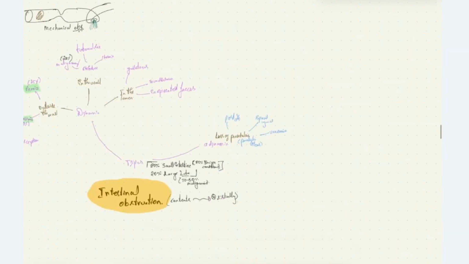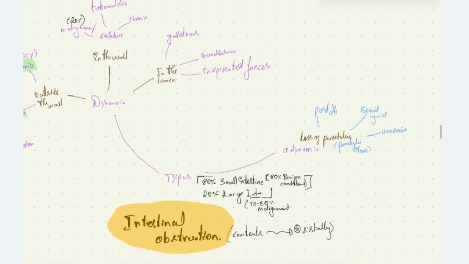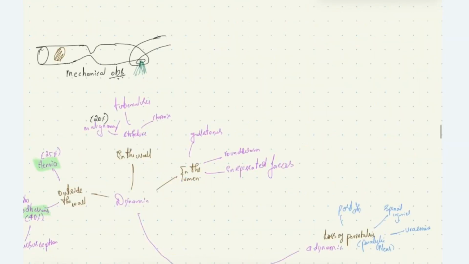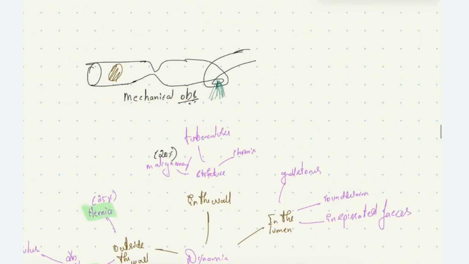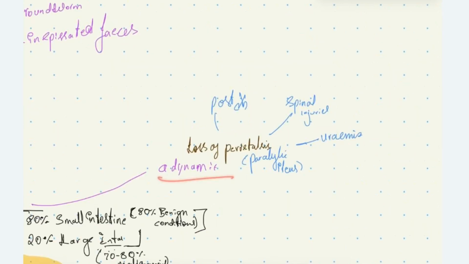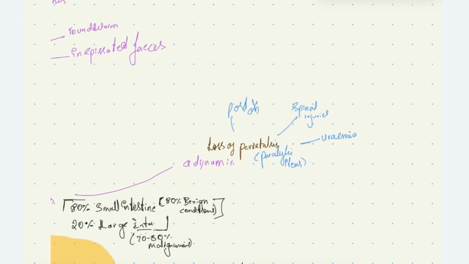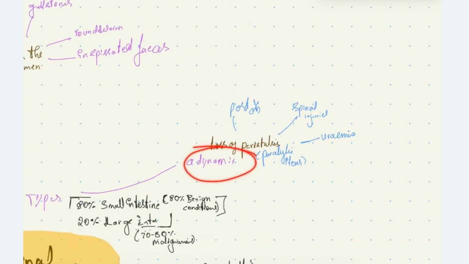Adynamic obstruction is where there is no mechanical obstruction to the flow of intestinal contents. In dynamic obstruction we see mechanical obstruction, but in adynamic obstruction we don't see any. There will be loss of peristalsis, that's muscular movement, causing paralytic ileus. This is adynamic obstruction. It may be seen post surgically or due to spinal injuries or due to uremia and other conditions.